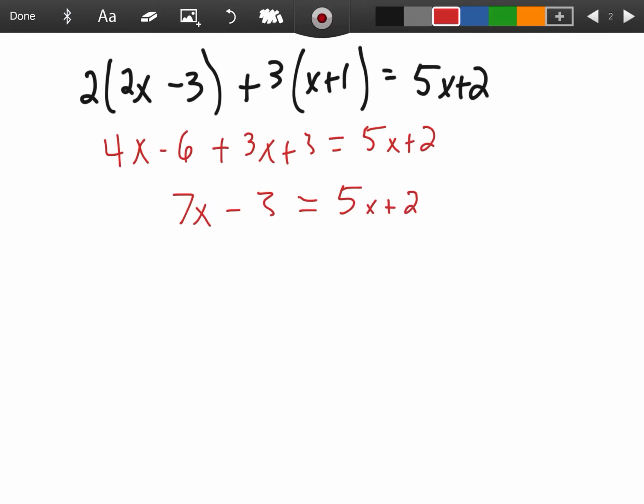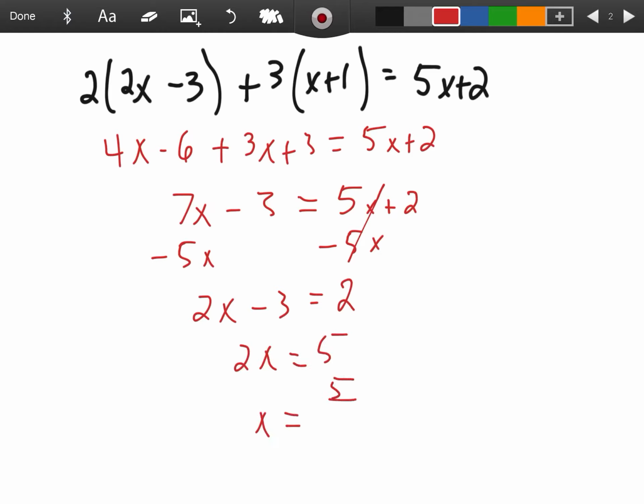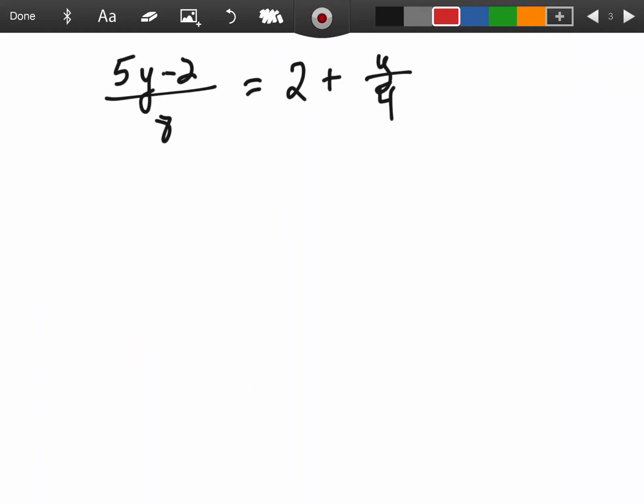And now we just need to get the variable on the same side. So I'll subtract 5x from each side. That gets me down to 2x minus 3 equals 2. We'll add the 3 over. We have 2x equals 5. And so then we just finish it out. That means that x has to be equal to 5/2. All right, perfect. Let's move along.